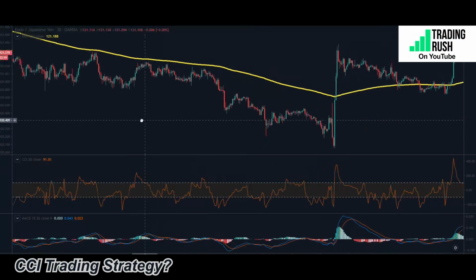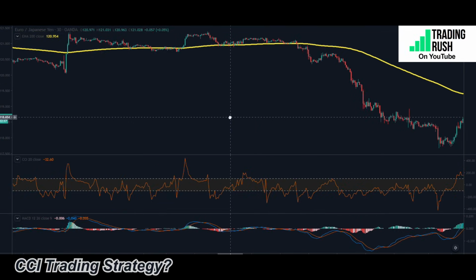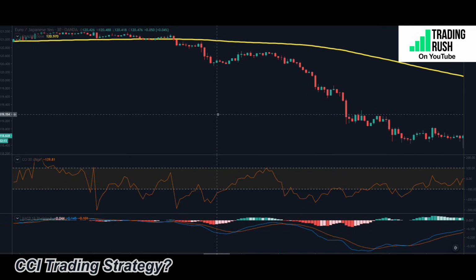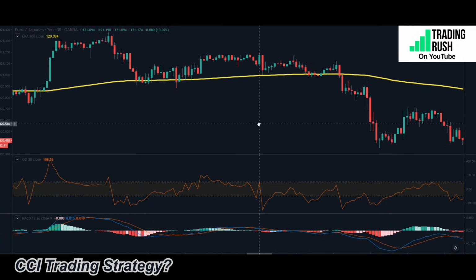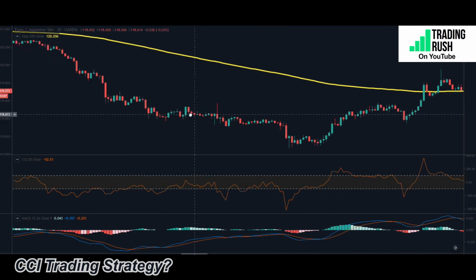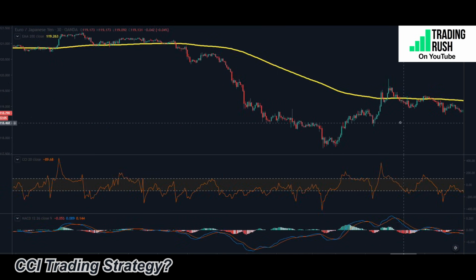Now, there are two kinds of traders that use the CCI indicator in very different ways. Some still use it to find strong trends, and some use it to find reversals. In this video, we are going to take a look at both of these methods.